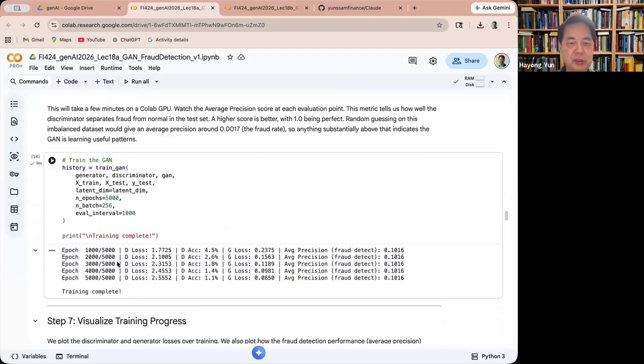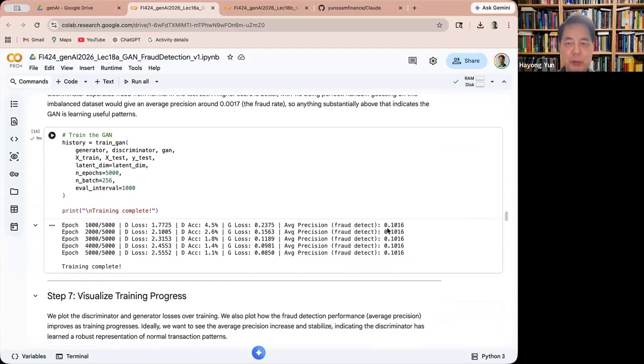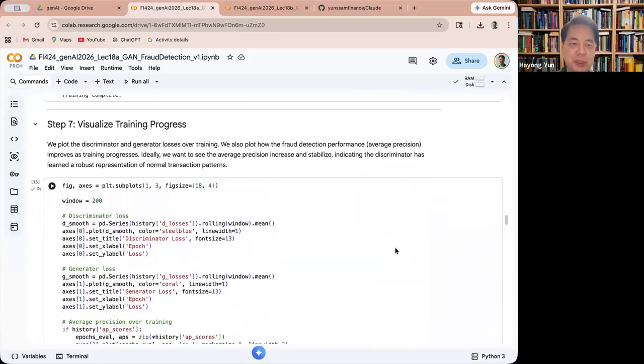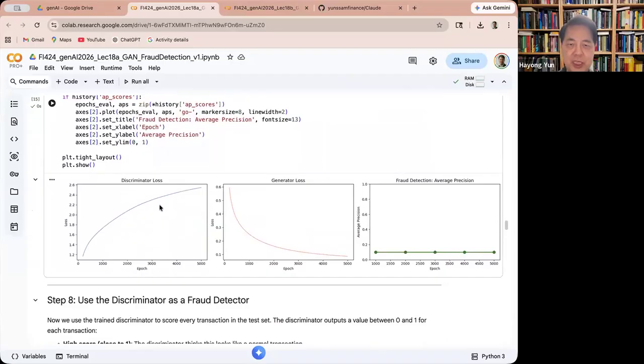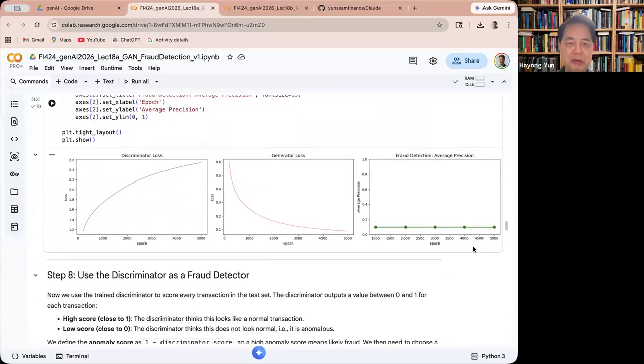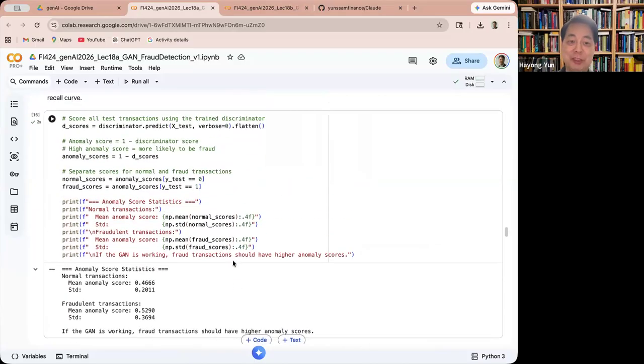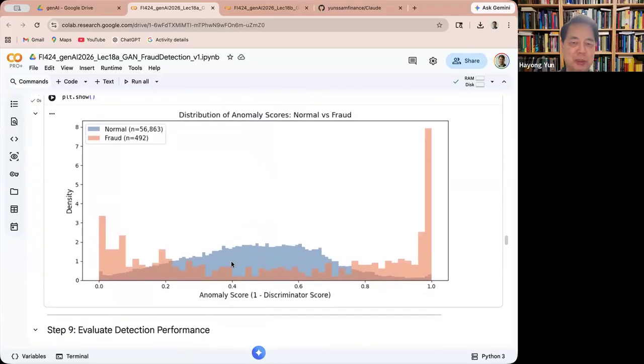If you train it, you can see it's for 5,000 epochs. You could train more, but I'm not hopeful because you can see that the average precision is kind of stale. The GAN probably didn't do a great job. If you look at the visualization, the generator losses decrease and the discriminator losses increase, but the fraud detection is basically flat. If we use the discriminator to separate normal and fraudulent transactions, the mean anomaly score for fraud is only slightly higher than for normal transactions. The fraud transactions should have much higher anomaly scores, but it's not really much, is it? So I'm not optimistic about it.